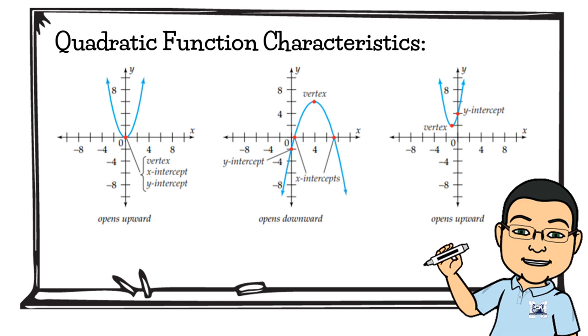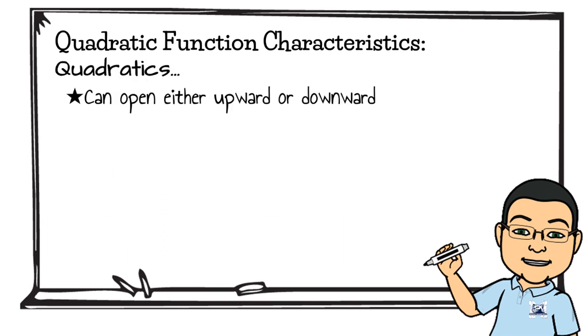And there's a few things that we've learned along the way to be true about these functions. The first is that quadratics can open either upward or downward. If the leading coefficient for your quadratic is positive, or a is positive, then we know it's going to open upward. Where if a is negative, it will open down.